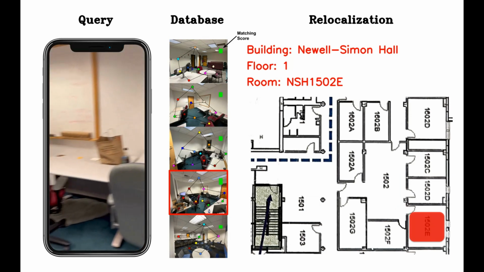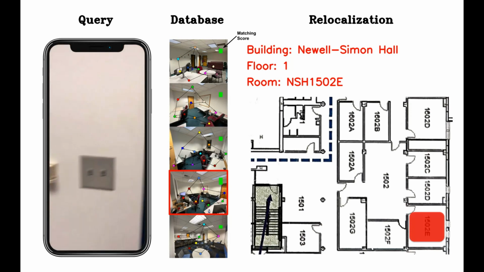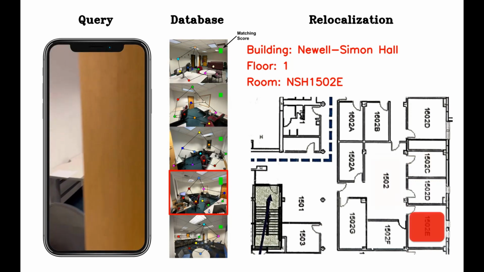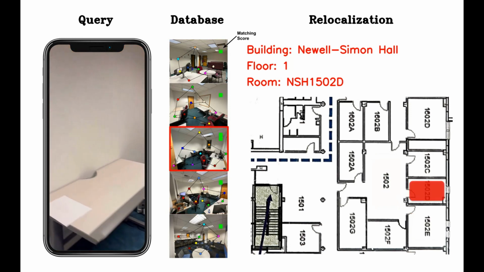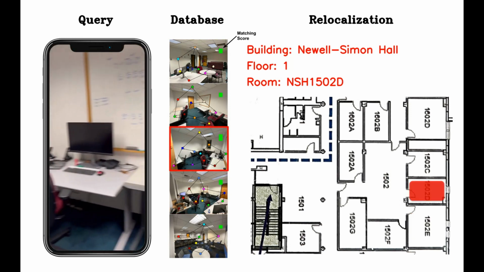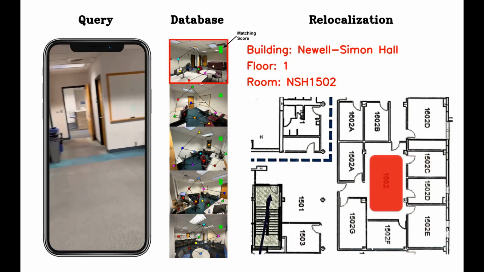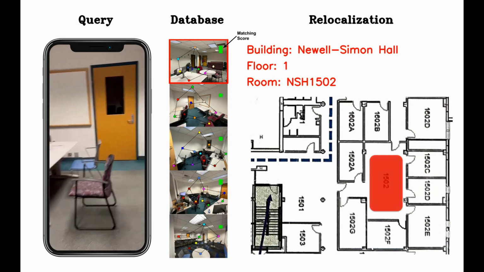The method works by leveraging appearance and geometry information from the objects in a scene. The cumulative features from query and database are matched, and on the basis of matching score, relocalization is performed. The matching scores are shown by green bars.